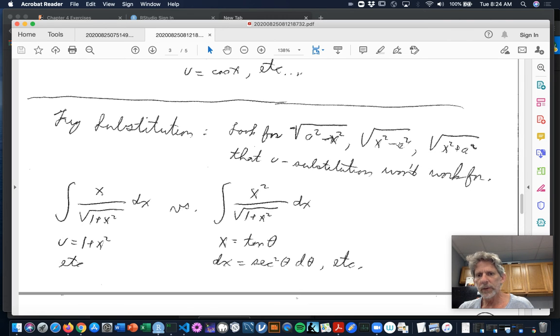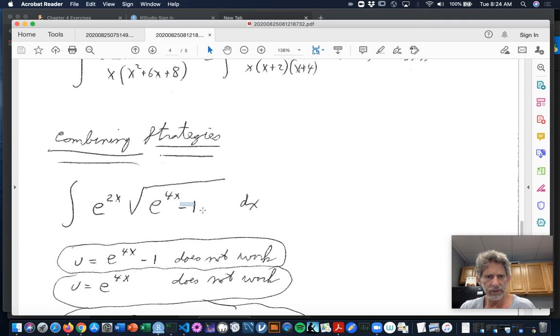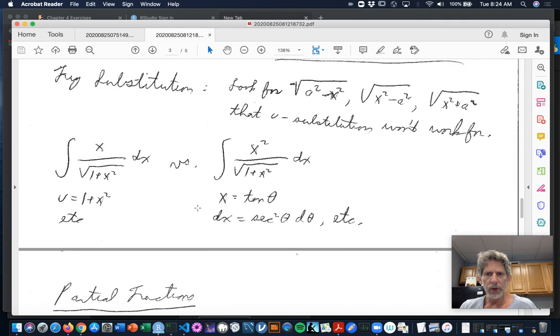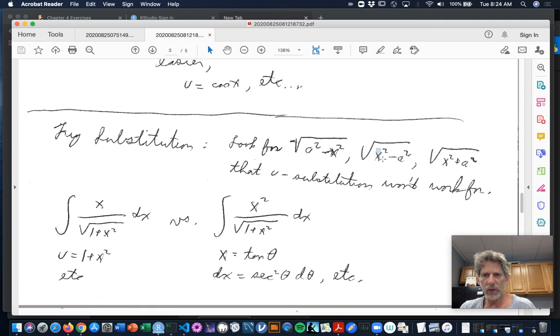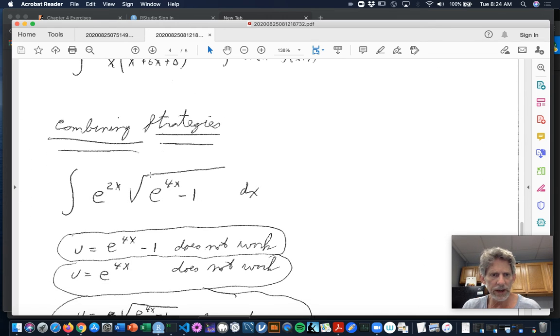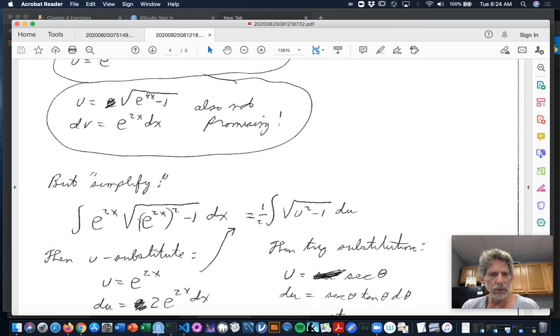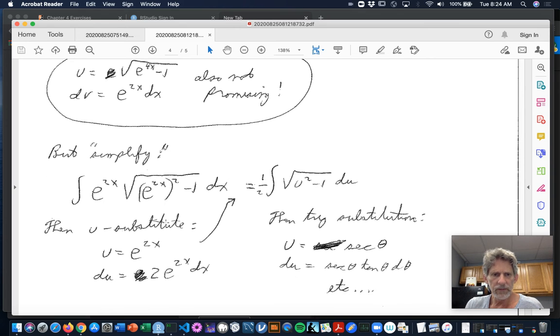Well, the a would need to be a 1. 1 squared is 1. I do have that. But I need to have something squared in that first spot. Do I have something squared in this first spot? Well, I do, actually, because e to the 4x is e to the 2x squared. So make that algebra simplification.